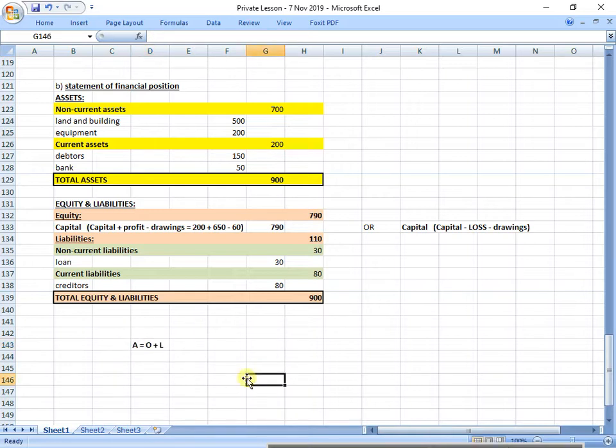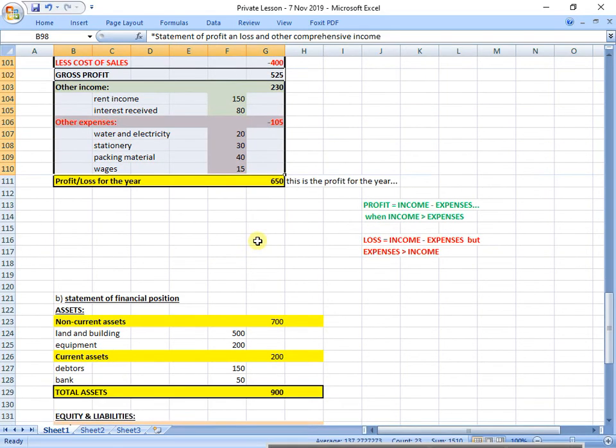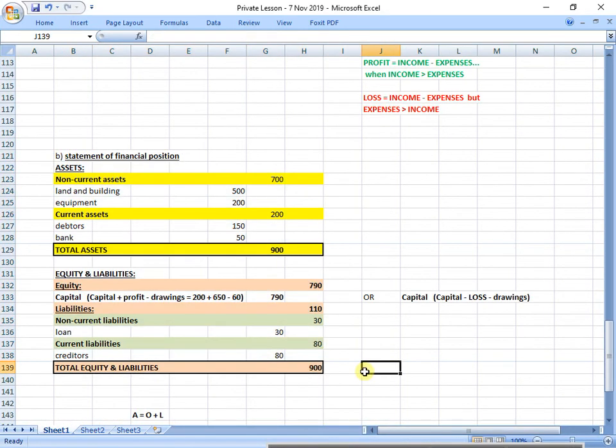Right, and that's financial statements. Okay, you need a trial balance, you need to interpret the information, and you need to put it to the right place. Okay, we've done both. We've done the statement of comprehensive income, and we've done the statement of financial position. Okay, it's important you know how to draw these things up. Make sense?